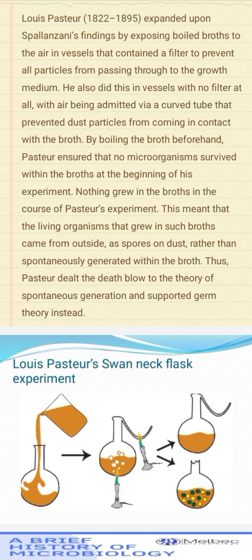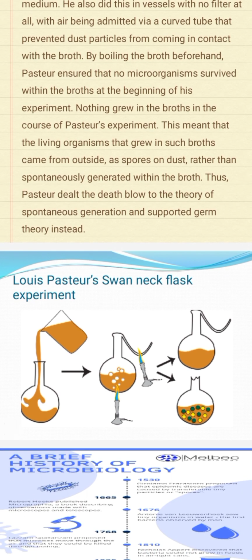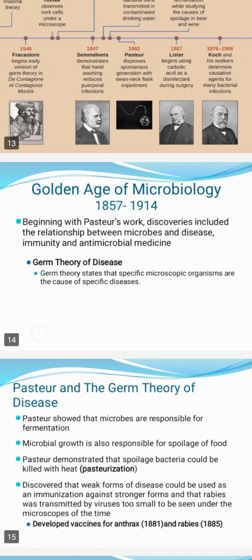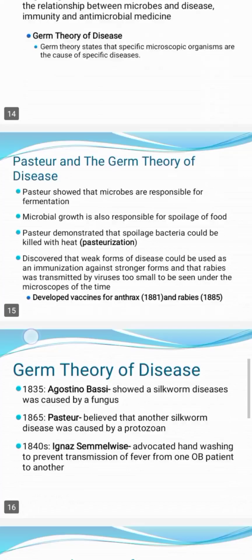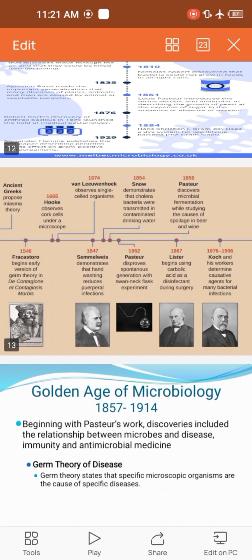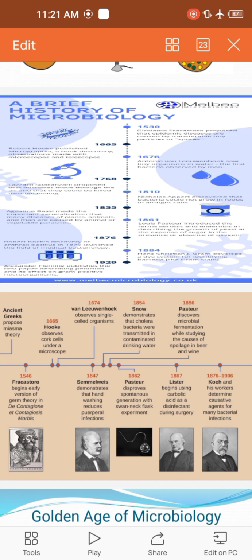You can see the picture in the next slide. The swan neck flask experiment, the different types of broths with filters and without filters, like I explained. Then there is a brief histology, but that is not most important because the role I already explained.